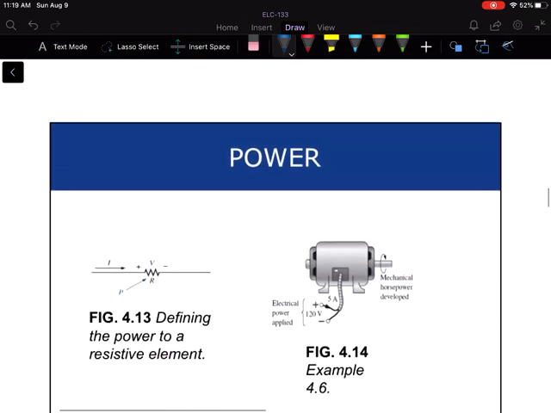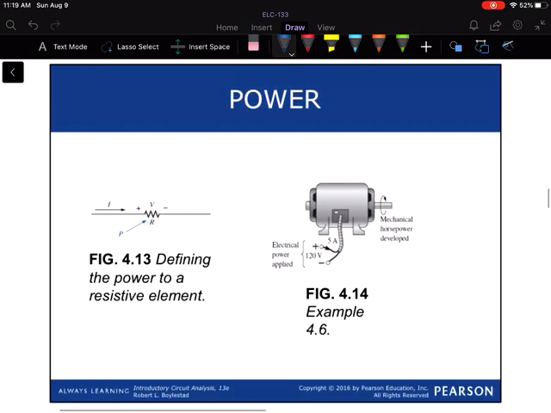And your power equation. Let's look at our power equation. Let's say we are applying 120 volts to our motor here, and it's drawing 5 amperes of current. So our power equation, V times I, tells us that we must be drawing 120 times 5, or 600 watts of power. So make sure you're familiar with those equations.